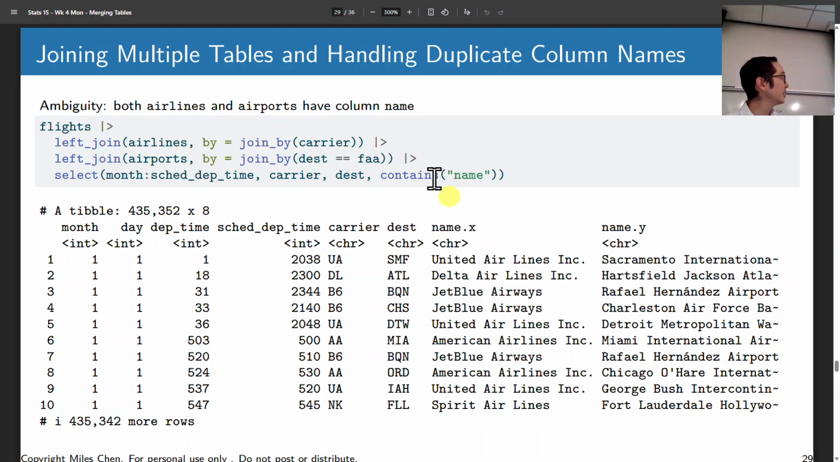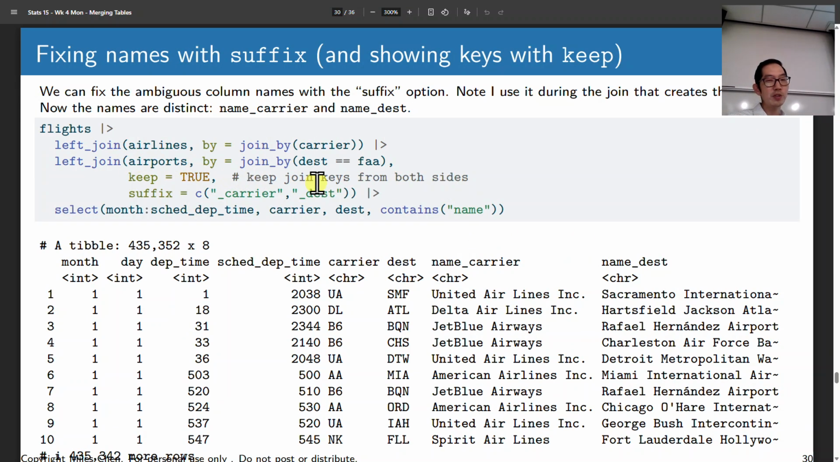Because I have two columns of name, dplyr automatically tries to distinguish them and appends a .x, name.x, and a name.y so that you don't end up having the exact same name, okay? We can control that a little bit. We can have better suffixes, okay? And so when you know you're going to end up with this conflict here, you specify the suffix, and instead of .x and .y, we'll put in underscore carrier and an underscore dest, or whatever you want to call it.